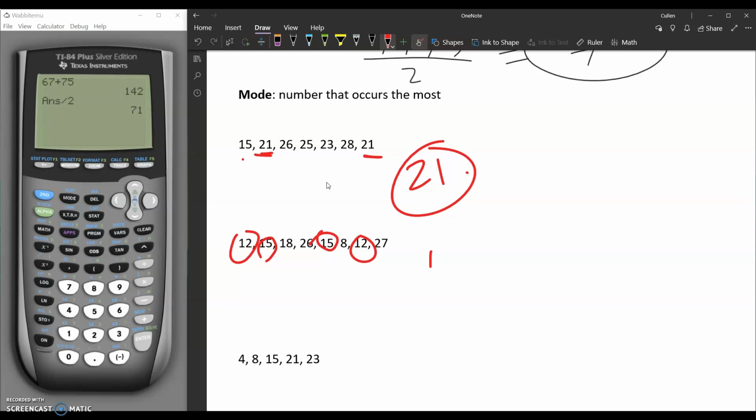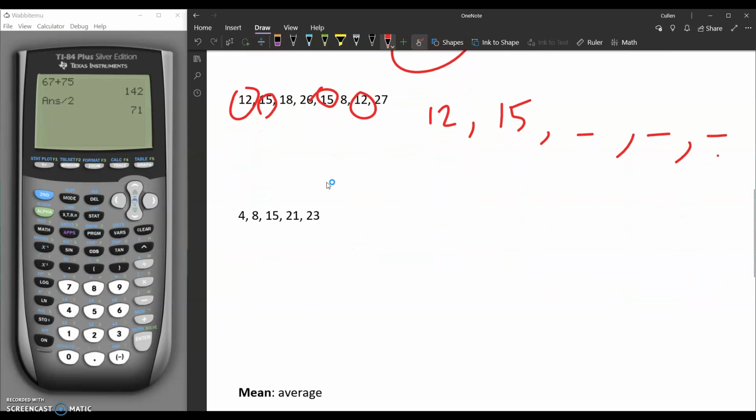Okay, so that means our 2 modes would be 12 and 15. So make sure you look out and see if there's more than one, and there could also be 3 or 4 or 5 or whatever technically. And if you look at the last set of data down here, 4, 8, 15, 21, 23, there's no number that reoccurs or that happens twice, so this one would just have no mode. And that's a perfectly fine option that happens frequently.